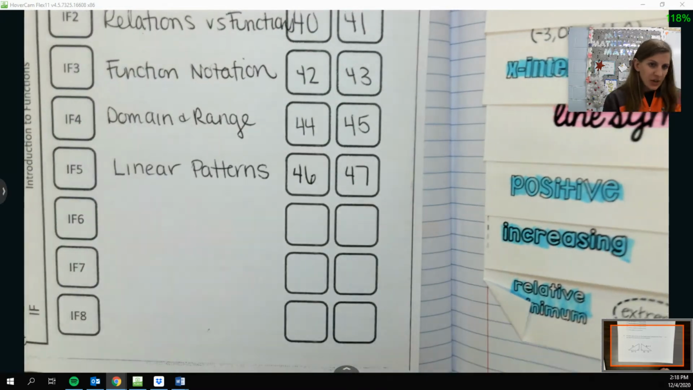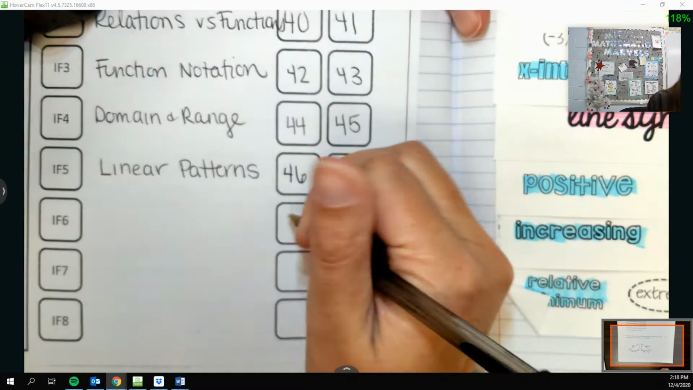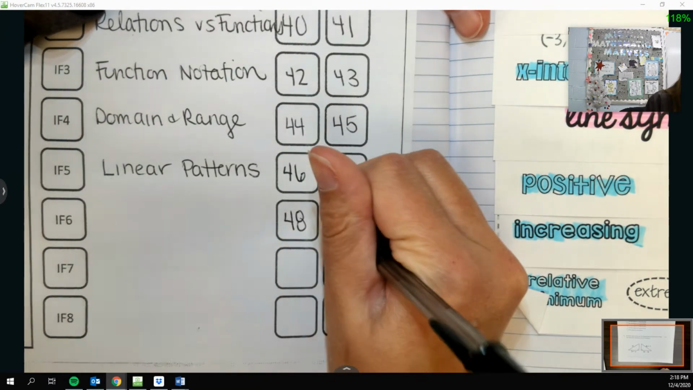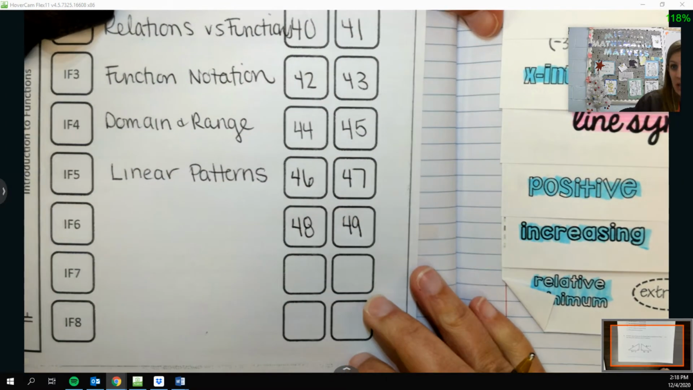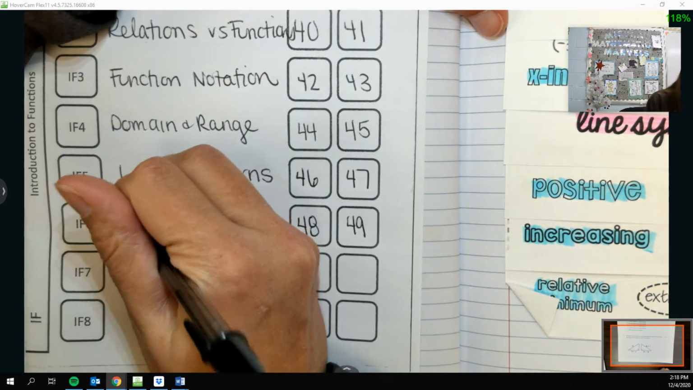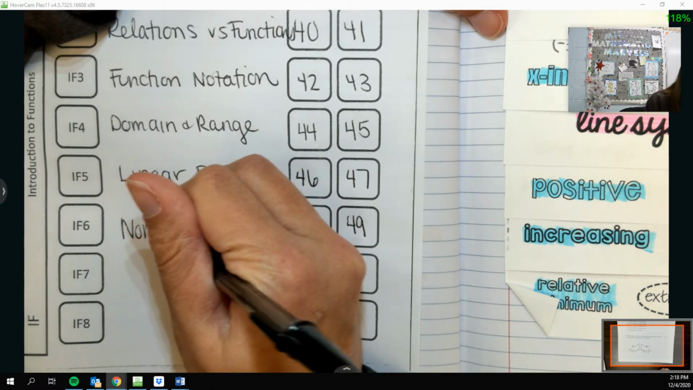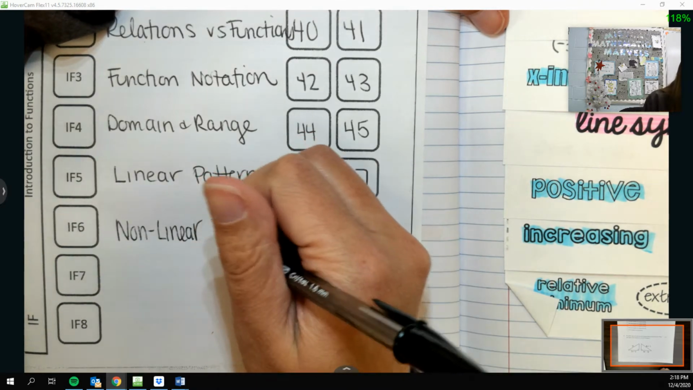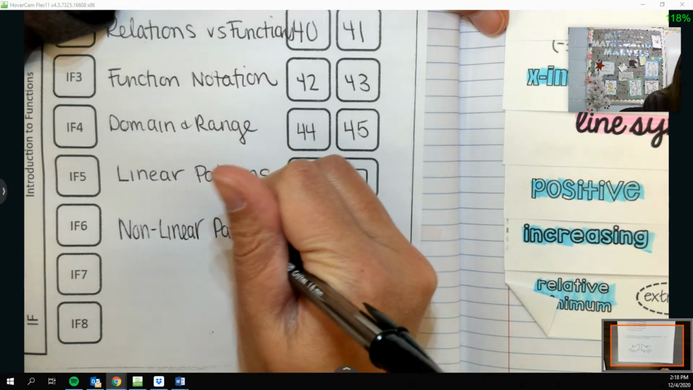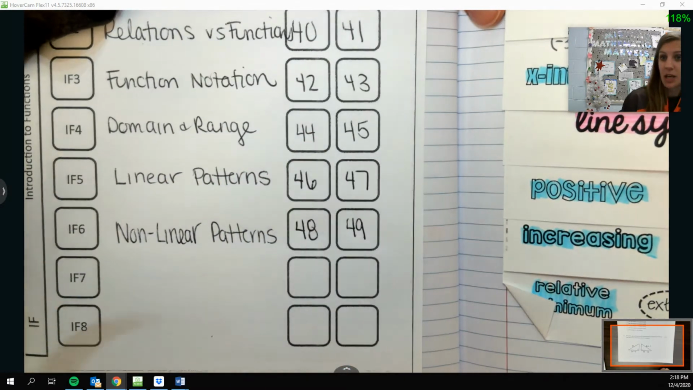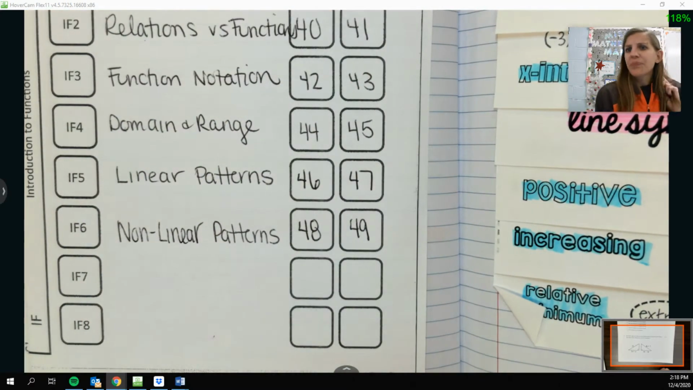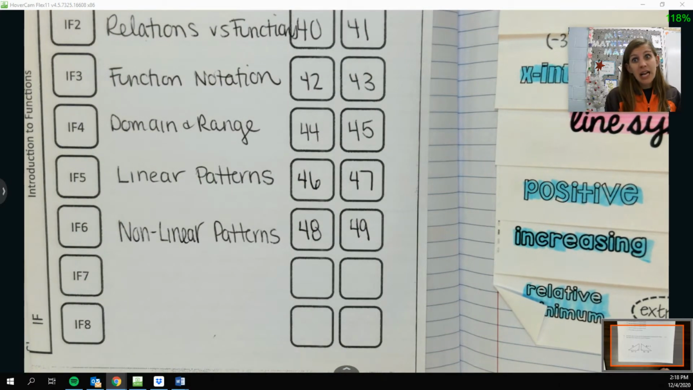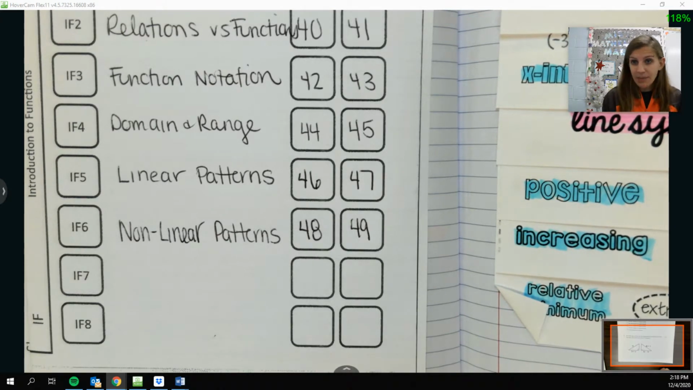Alrighty guys, so today we are going to add page 48 and 49, and we are going to look at nonlinear patterns. So, if it's not a line, it's not linear. We're going to do it in much the same way that we were looking at our linear patterns, but for these ones, I'm a little less concerned about if we can figure out the equations or not. It's great if we can, but if not, it's not a huge deal for now.